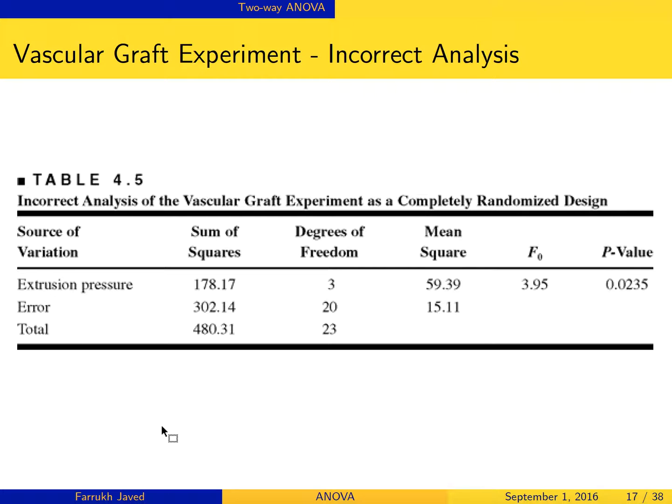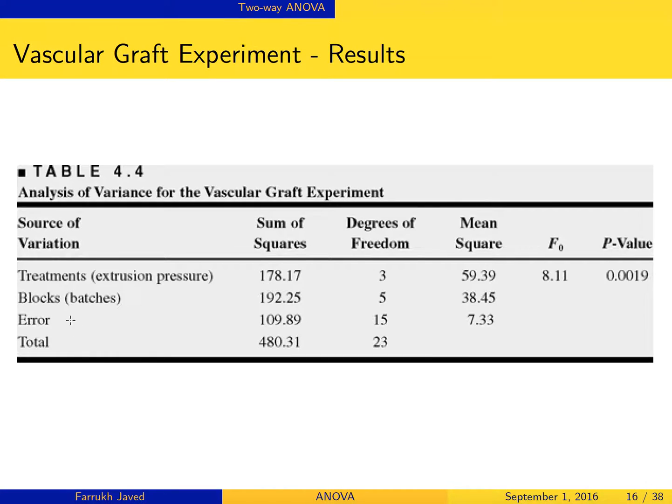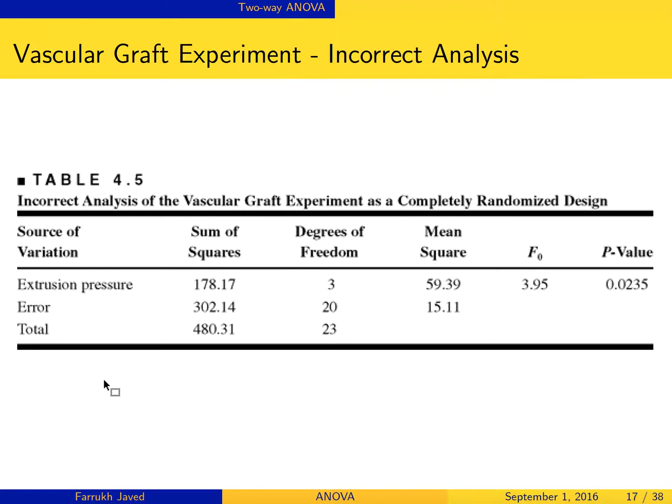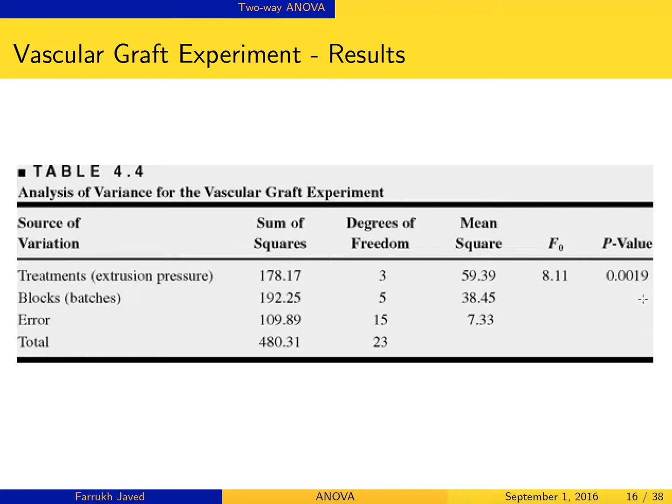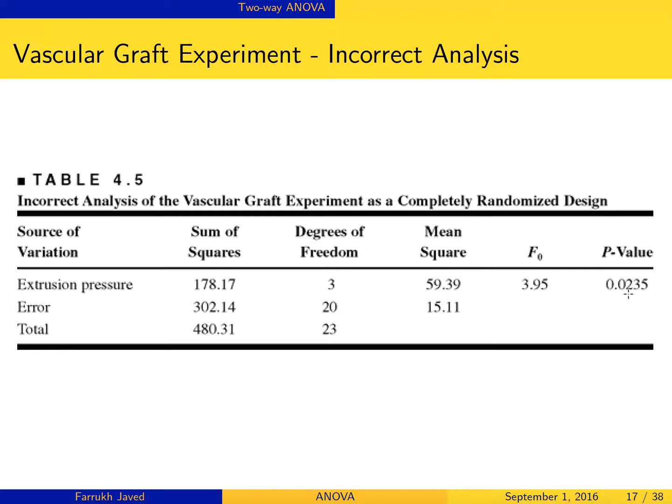This will be the incorrect analysis. For instance, here I blocked my batches, but if I ignore the blocks, this will be my answer. But this is an incorrect analysis. And you see that the p-value is even bigger. Right now it was very low over here, but now it's a bit bigger. So at 1% I can't reject because the p-value is greater than 1%. But at 5% I do reject.